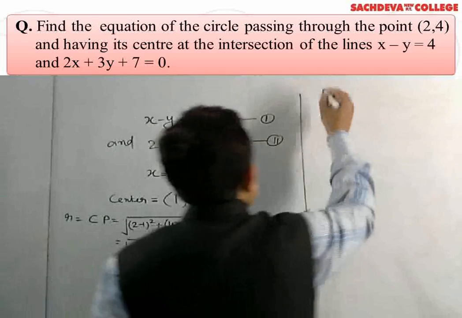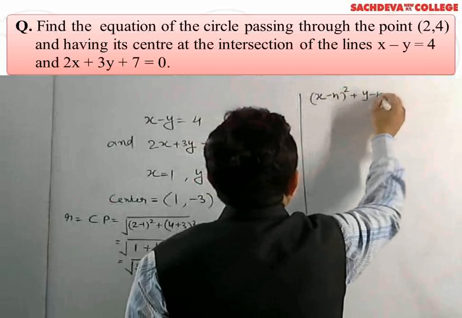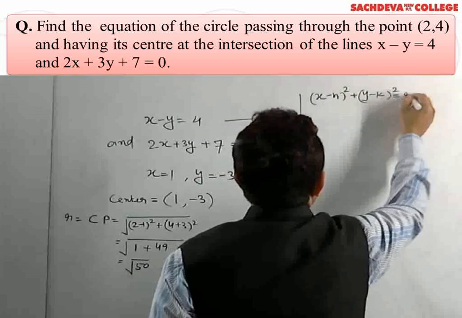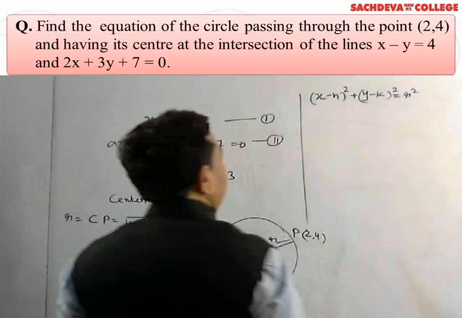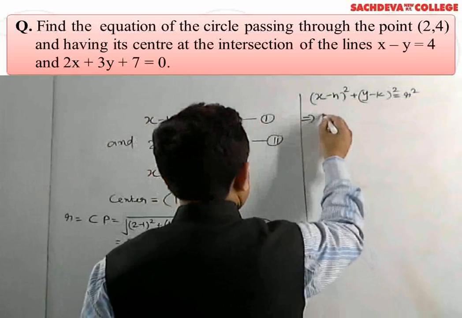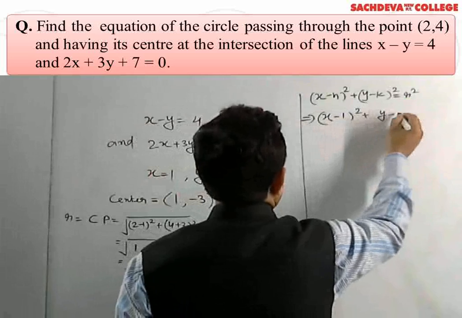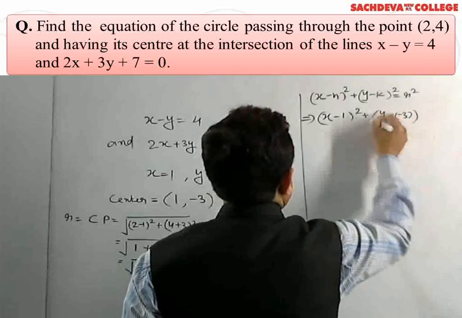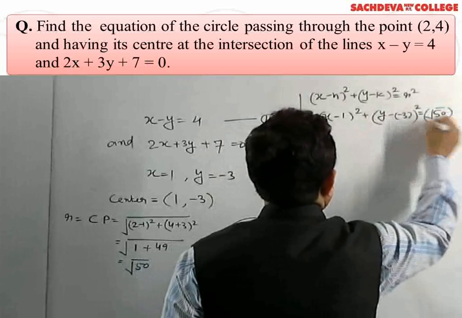Using the formula (x minus h) whole square plus (y minus k) whole square is equal to r square, we find the equation of the circle easily because the center is given and the radius is also given here. So the equation of the circle will be (x minus 1) whole square plus (y minus 3) whole square is equal to (under root 50) whole square.